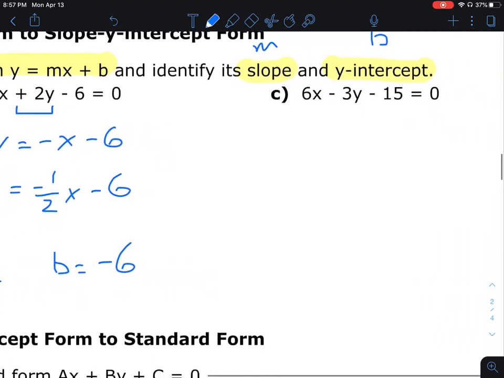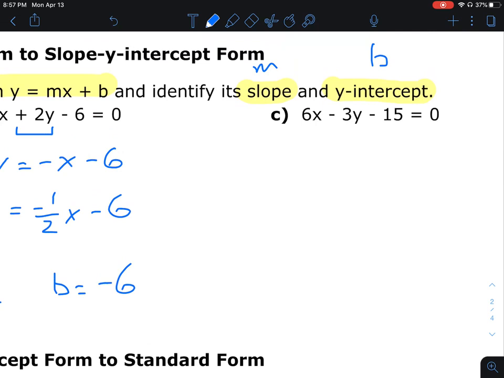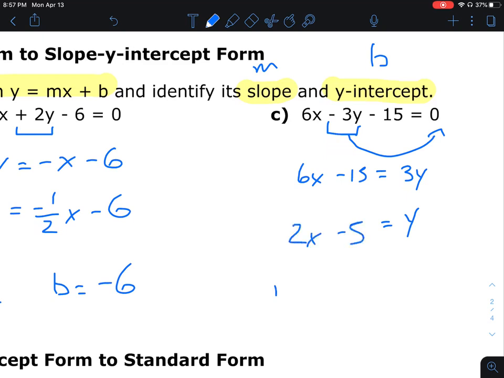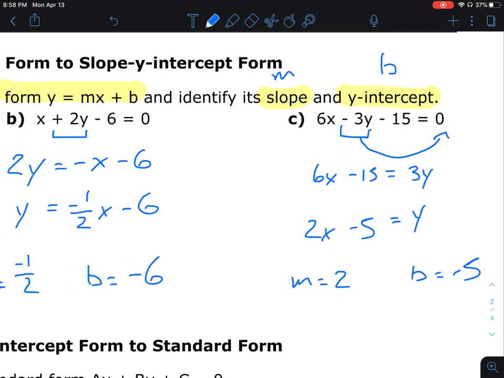Last one we have, 6x minus 3y minus 15. I have a negative y term, so I'm going to take that and bring it over. 6x minus 15 is equal to 3y. Divide everything by a factor of 3 to isolate for my y value. I would end up getting 2x minus 5. What is my slope and what is my y-intercept? My slope in this case is 2, and my y-intercept is negative 5.